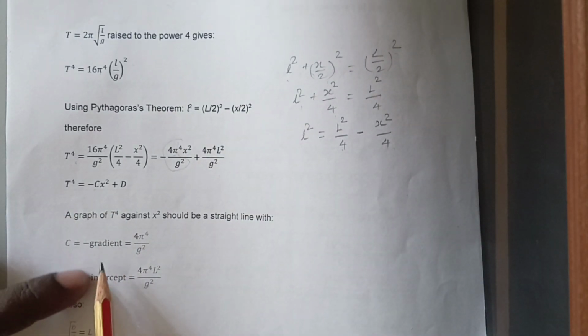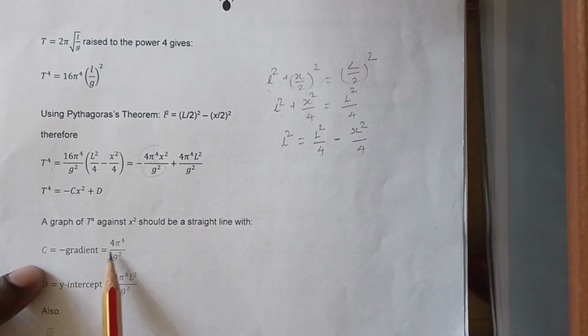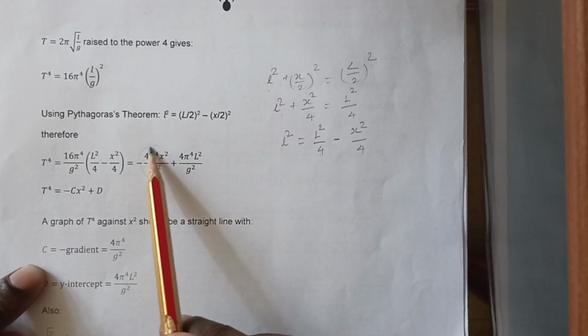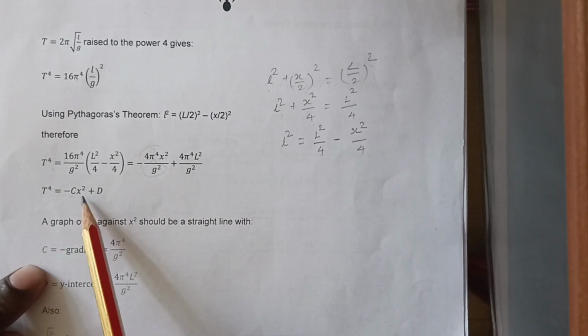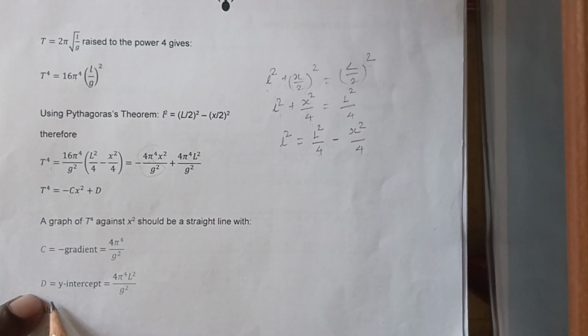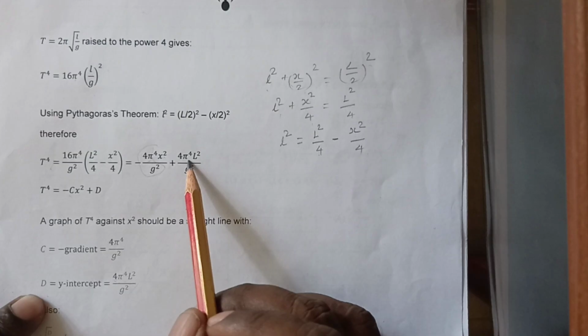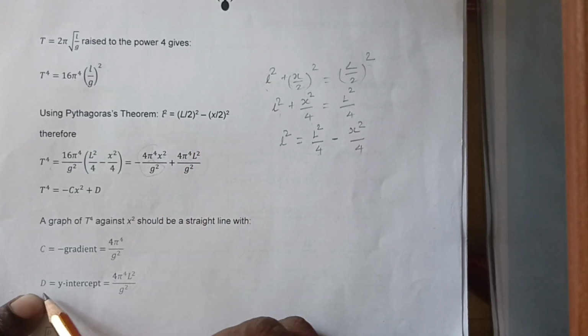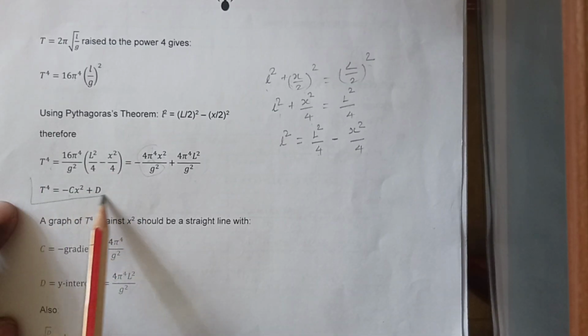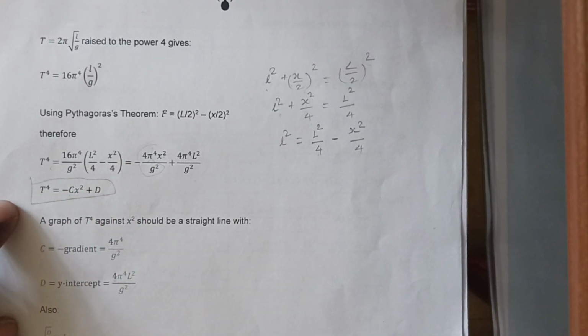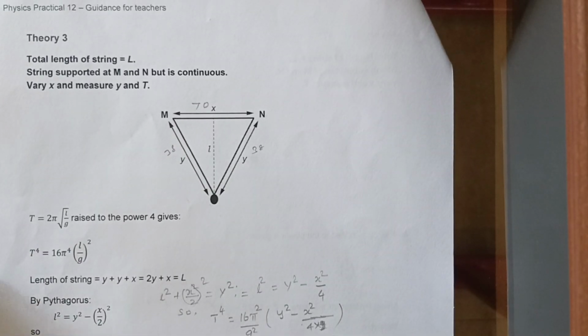Here also, you see here, there is c equals 4 pi square g square. That is what we write. C, remaining x square is there. Here d equals 4 pi power 4 L square by g square. So instead of this we write d here. So this equation: T power 4 equals minus Cx square plus D.